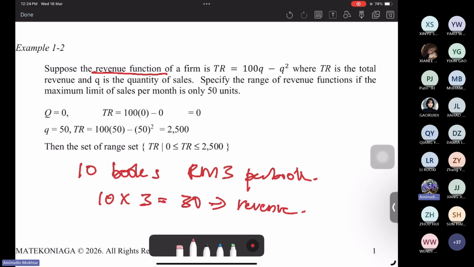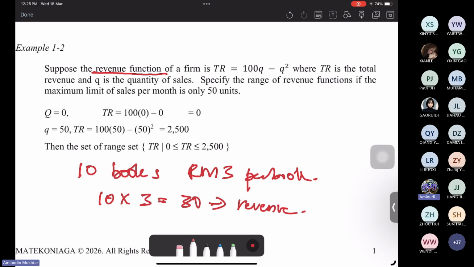This total revenue, or revenue function, is one of the concepts that we will apply in this class, especially in topic one, and topics 5, 6, and 7. In this class, because this is a mathematics class, I will apply mathematics concepts, how to relate the theory of mathematics and the economy. For example, how to apply mathematics in the revenue function. Okay, that's about the revenue function.